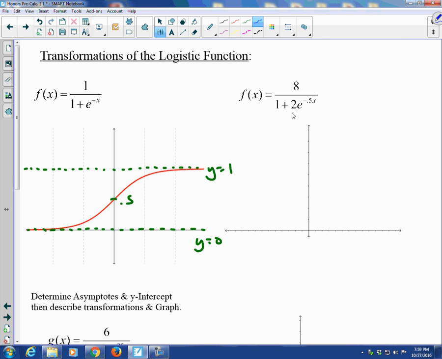So with the transformation that we're seeing right here, we first looked at the 8 in the numerator. We said that we could see that as a multiplication of 8 outside of the function, which gave us a vertical stretch of 8. And it shifted our top horizontal asymptote from 1 all the way up to 8.